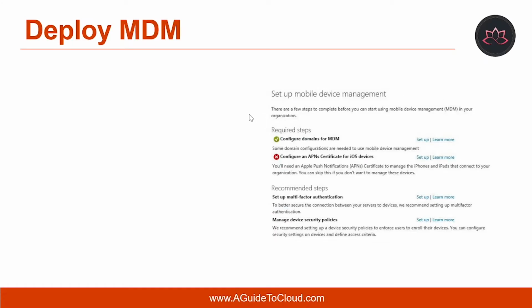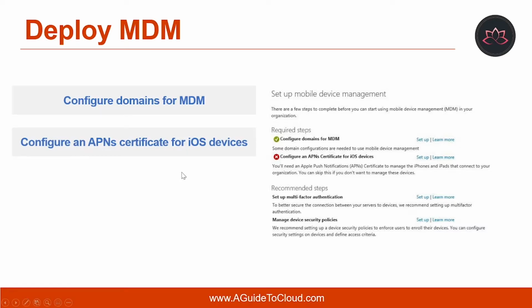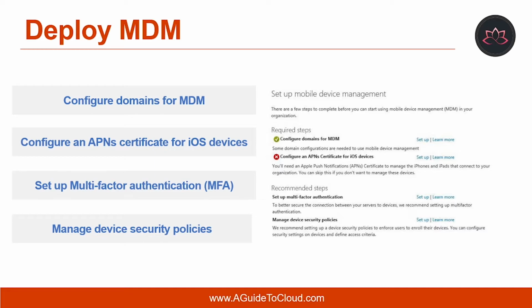Now let's understand how you can deploy MDM. After you configure MDM authority in Intune or activate the mobile device management service in MDM for Office 365, you need to perform some additional tasks before you can successfully start enrolling and managing devices. The tasks required to deploy MDM include configuring domains for MDM, configuring an APN certificate for iOS devices, setting up multi-factor authentication, and managing device security policies.